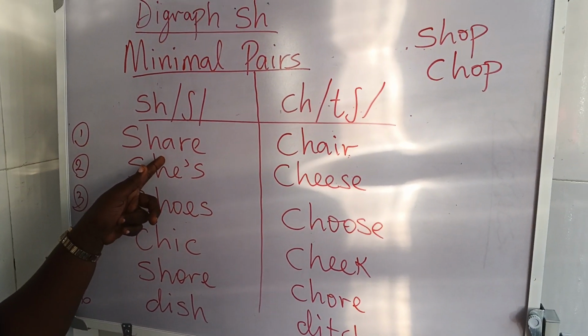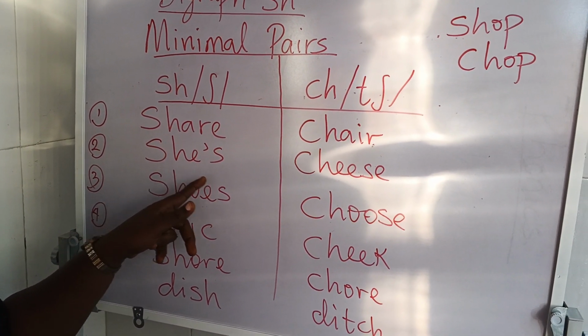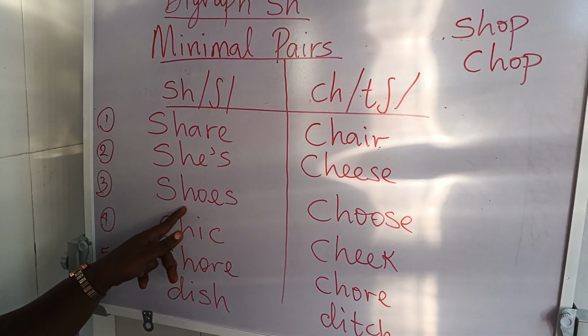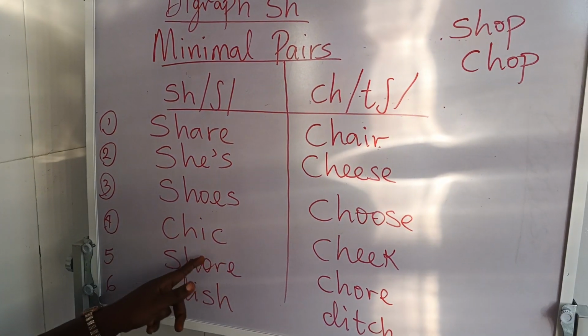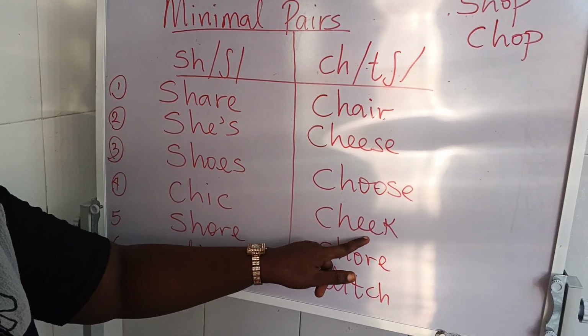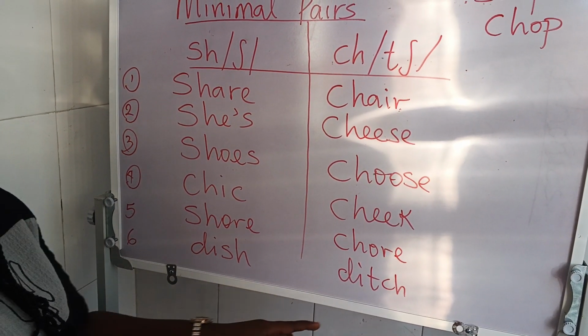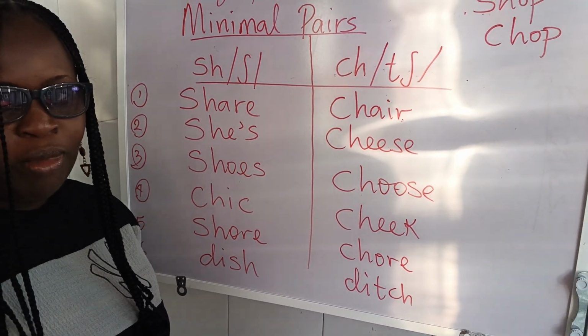Let's look at it. Share, cheer. Cheese, sign of ownership, cheese. Shoes, choose. Chick, chick. Shore, chore. Dish, ditch. And so many others.